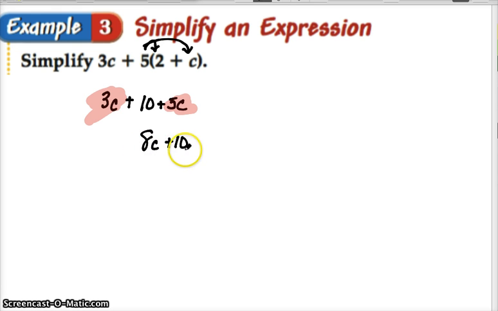And I cannot get 18c. I will not get 18c because this is 8 c's and 10. Think of it this way. We can't join these together because they don't look alike.